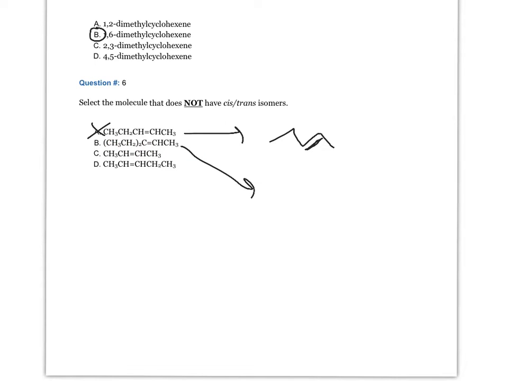So 2 ethyl groups bonded to this carbon. So 1, 2, 3, 4, 5.